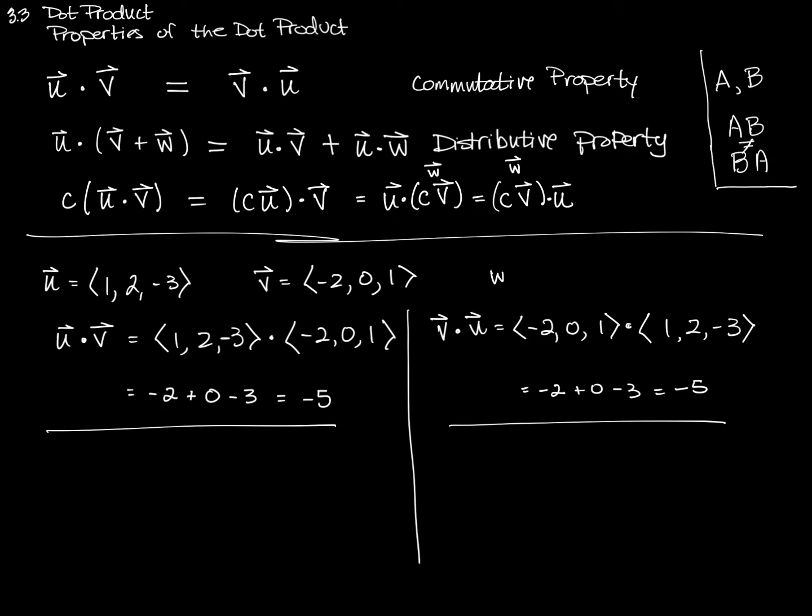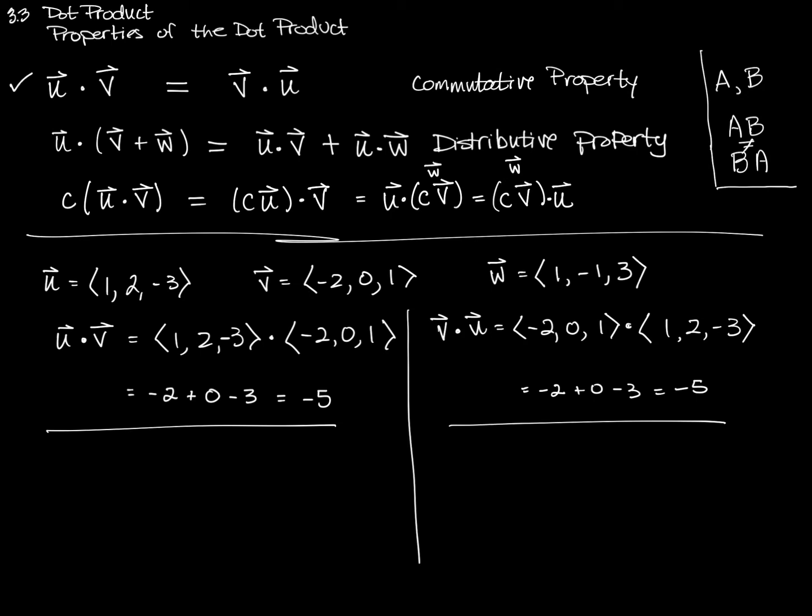Let W be the vector 1, -1, 3. So what I did in this step here was to verify, just for a specific case, that this property holds. I'm not proving this, I'm just looking at one case to help convince you that this actually works. Now I'm going to take a look at the second property, the distributive property.